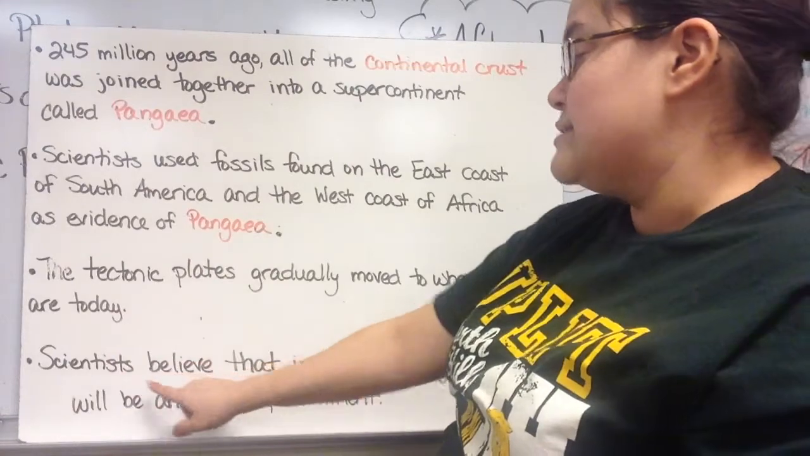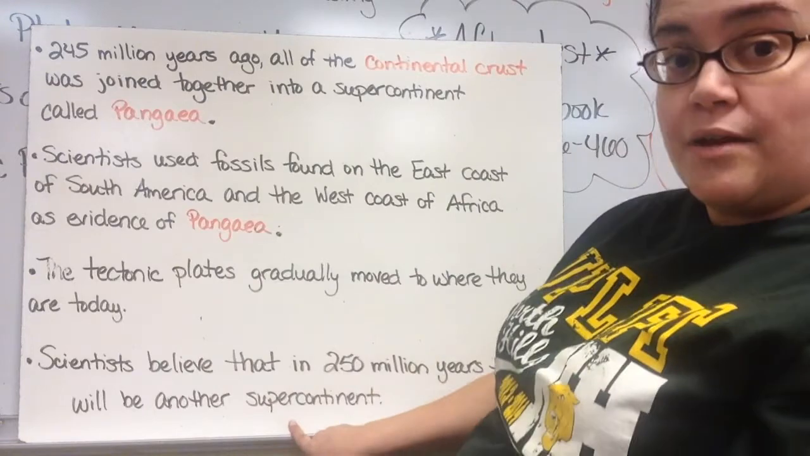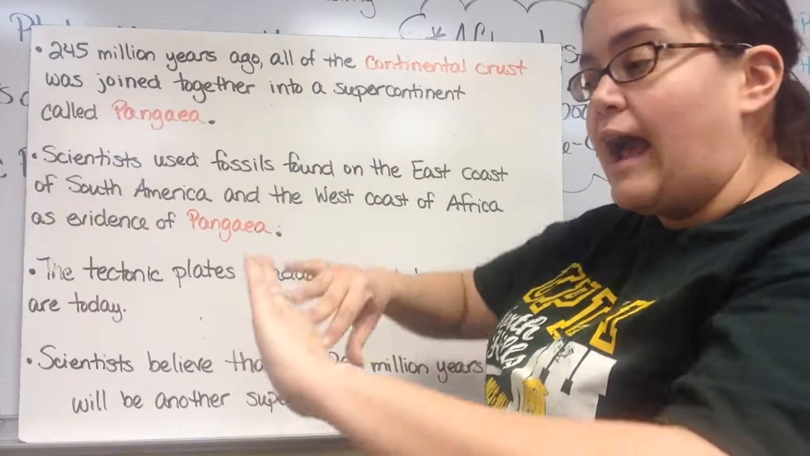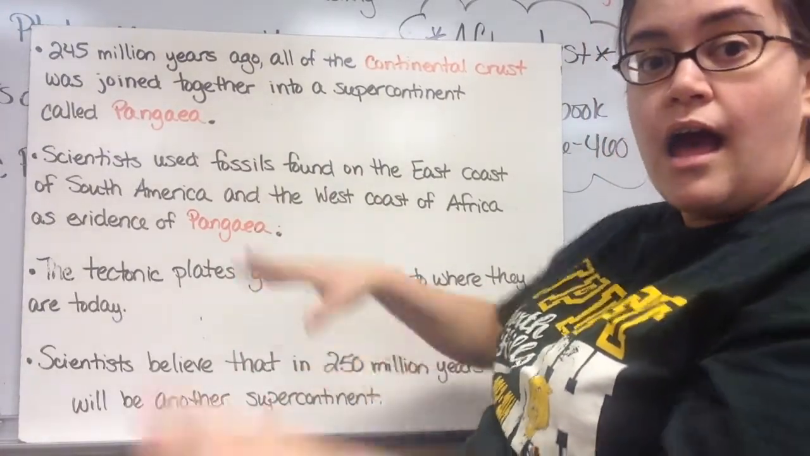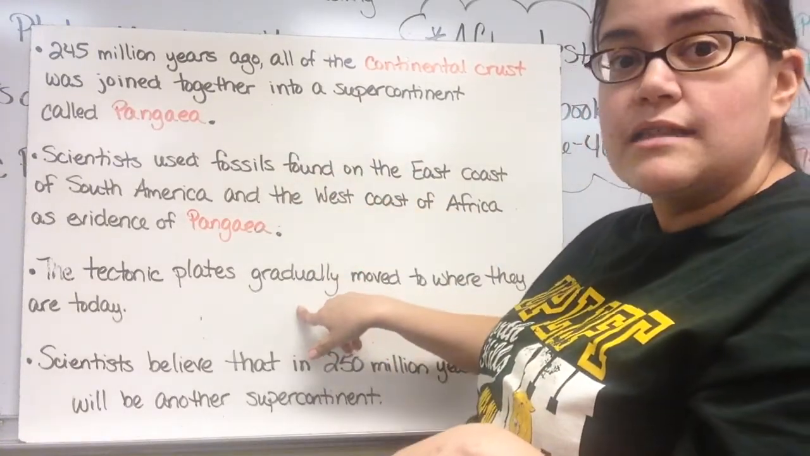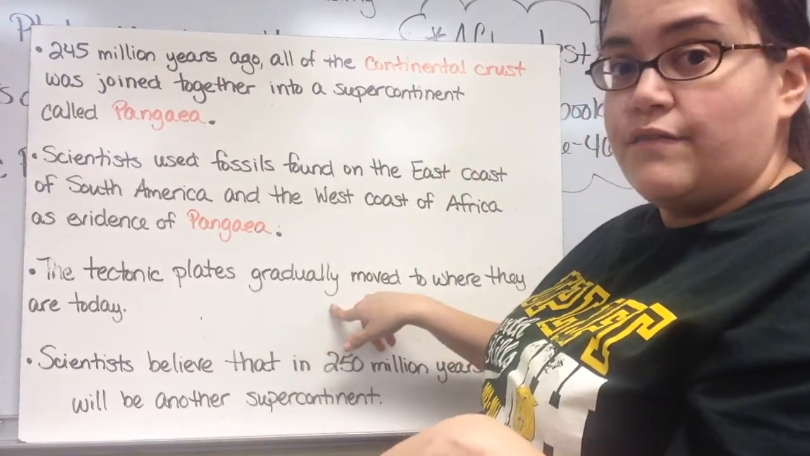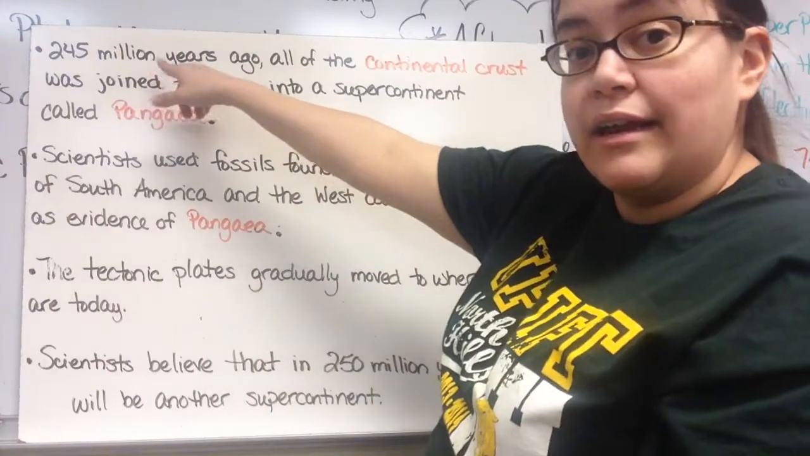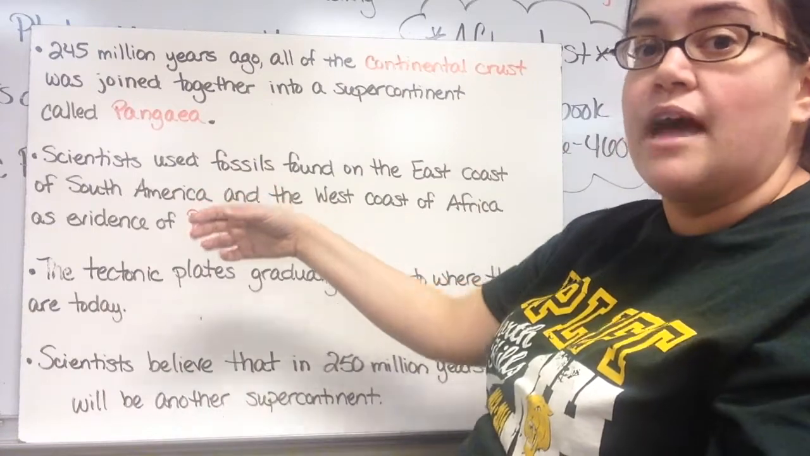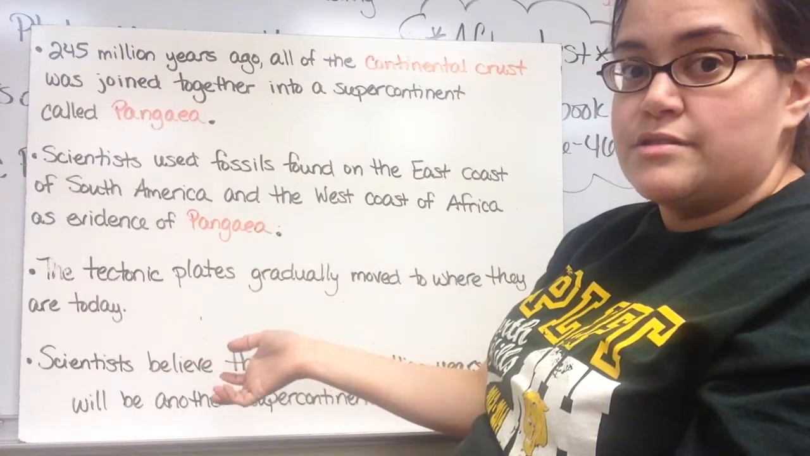But what I think is really cool is that scientists believe that in 250 million years, give or take, there will be another supercontinent. So the continents are still moving apart and towards and around each other, and in 250 million years or so, they will be all back joined together. When I say they gradually moved, it's like a centimeter a year, like that much, right? They're not moving very much. But when you consider 245 million years at a centimeter a year, that's a lot of space. Over a long period of time, they can really move quite a distance, even though we don't really notice it because it's moving so slowly.